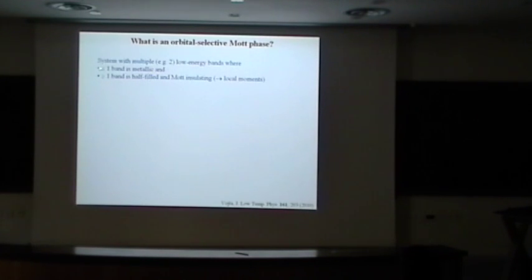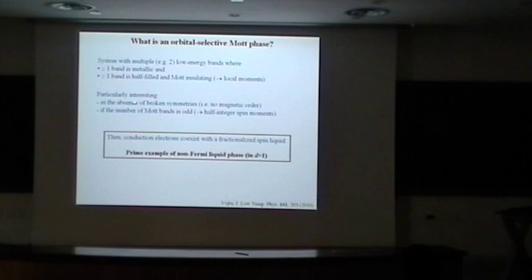We are in a situation where one band, at least one band, is metallic, and the other band is half filled and Mott insulating. So I will argue that such a situation can exist. And then in this one half-filled and one insulating band, we have local moments. And this will be the interesting phase. And it will be particularly interesting if we are in the absence of broken symmetries, so in such a spin liquid, which I was just advocating before.